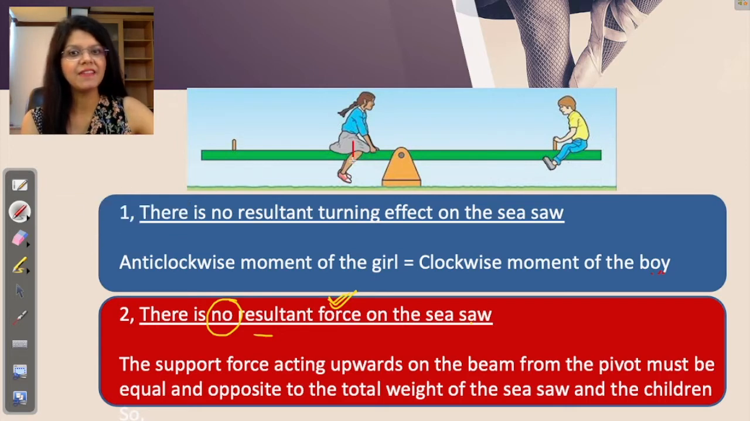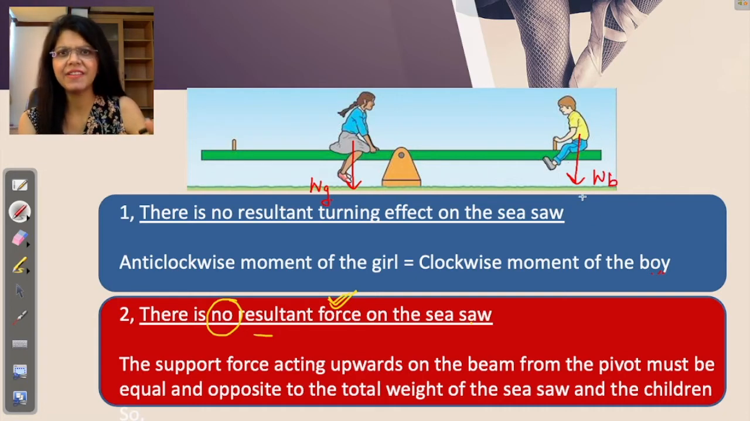The girl will have a weight which will create a force downwards. Right? Weight is a force. If you do not understand that weight is a force, please go through my video on understanding mass and weight. Weight is a force. So what is the force created by this girl? Let us call it WG. That's one force identified. The boy also has a weight. This weight will also act downwards. Weight of the boy. Let's call it WB.